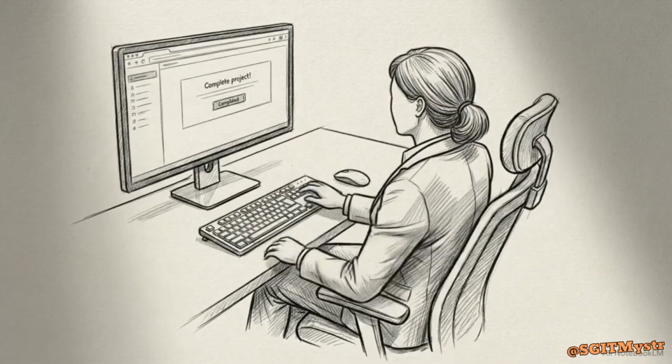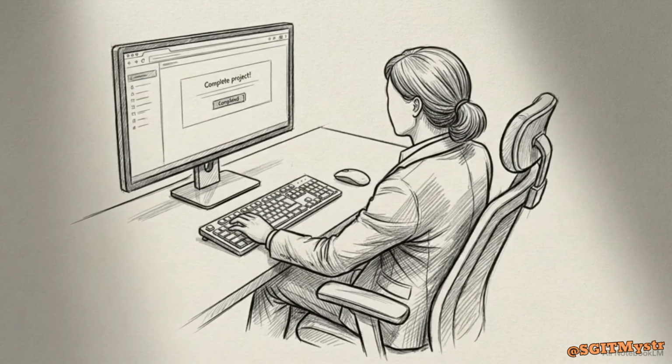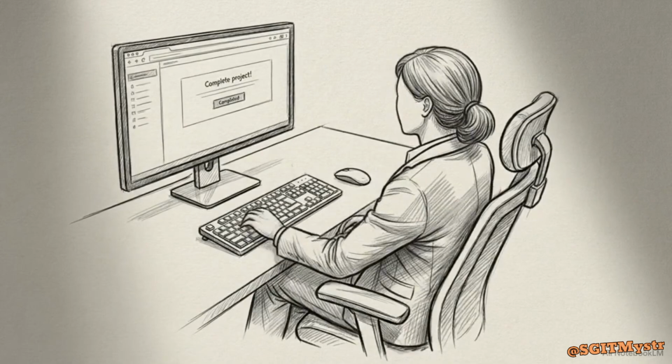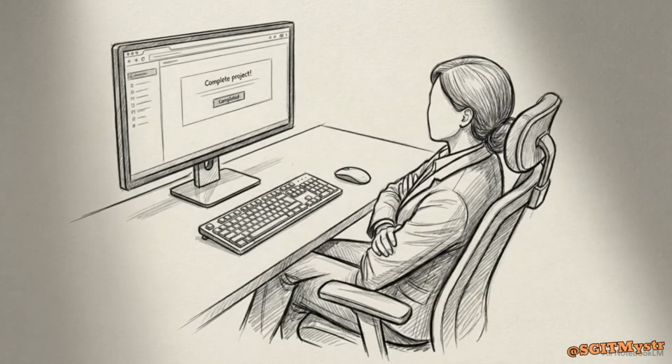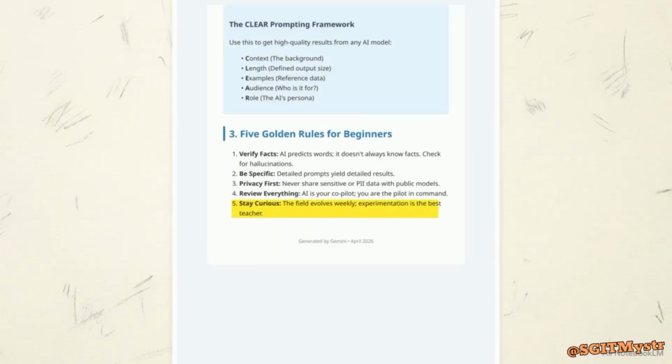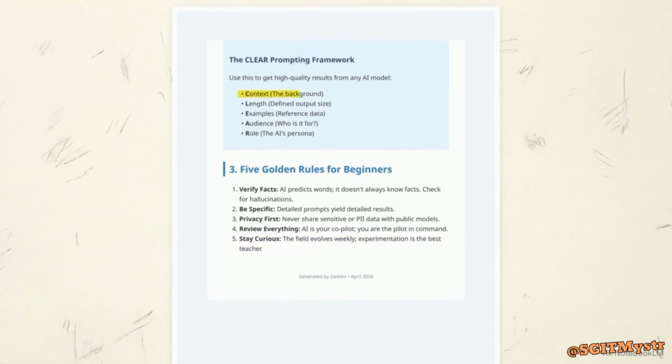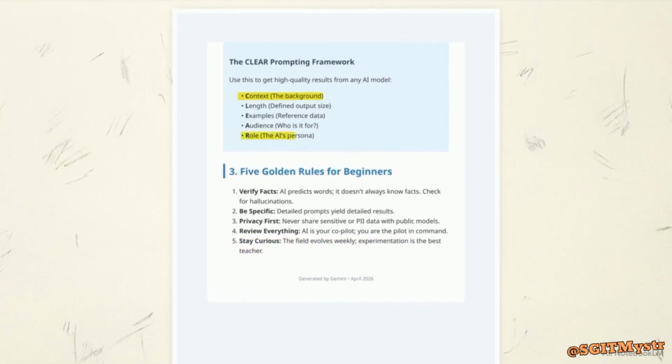By successfully executing and auditing this workflow, you have completed your first professional prompt. You are now operating as an AI pilot. According to Golden Rule 5, your next step is to stay curious. Continue adjusting the variables in your context or role instructions to see how the outputs change.